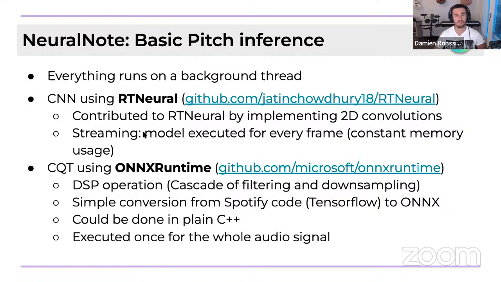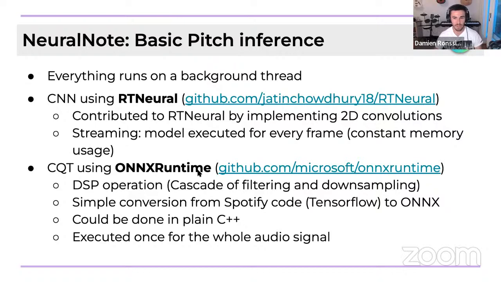And the way it is used, it's running in streaming. So it means the CNN is running for every frame. And it has the nice property that it's running with a constant memory usage. For the constant Q transform, surprisingly, I had to use a machine learning inference library.